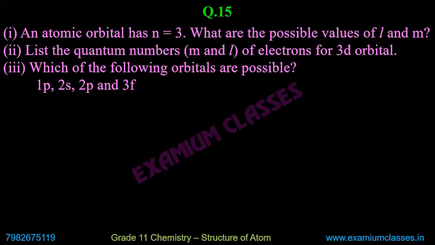Yes, sir. For electrons in the 3d orbital, we know that for d it is 2. So l will be equal to 2. And ml will be minus 2, minus 1, 0, plus 1, plus 2.